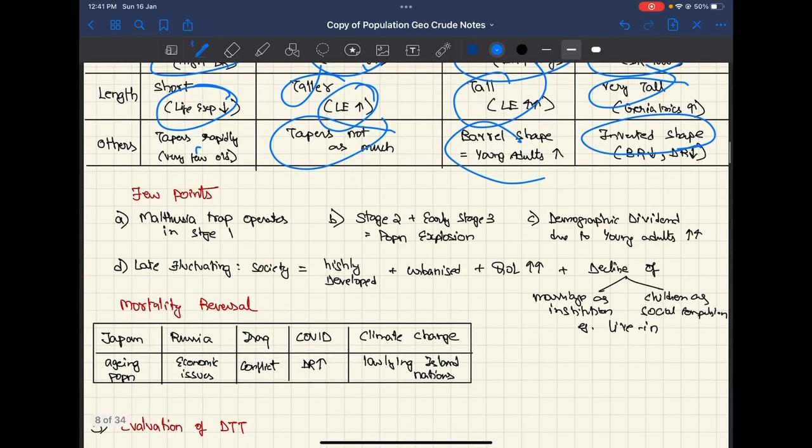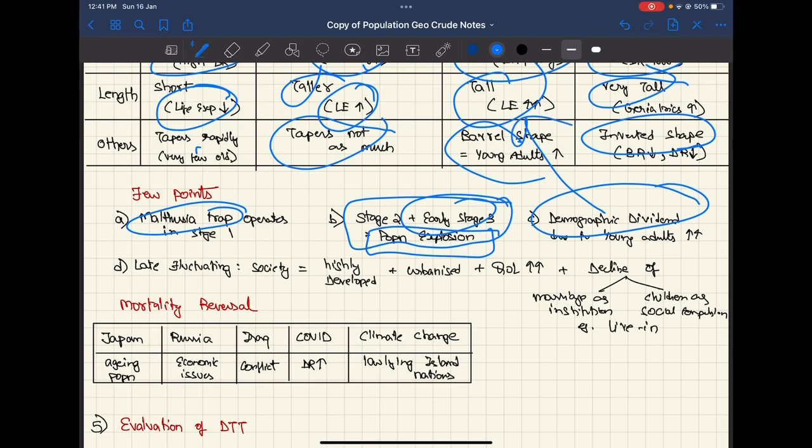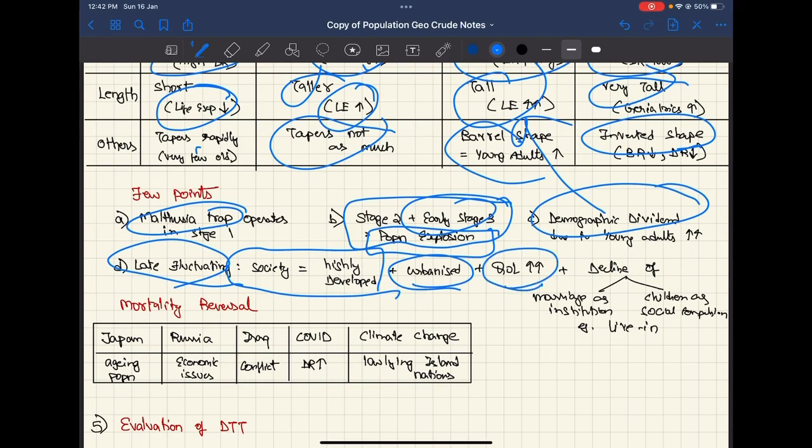Now a few points. Malthusian trap activates in stage 1, and stage 2 and early stage 3 together will lead to a population explosion. Demographic dividend happens in this stage. In the late fluctuating stage, society will be highly developed and urbanized, quality of life will be very high, and there will be a decline of marriage as an institution and of children as a social compulsion. For example, live-in relationships will be more common in these types of societies.